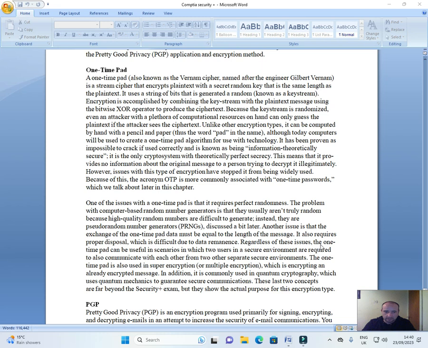Regardless of these issues, the one-time pad can be useful in scenarios in which two users in a secure environment are required to also communicate with each other from two other separate secure environments. The one-time pad is also used in superencryption or multi-encryption, which is encrypting an already encrypted message. In addition, it is commonly used in quantum cryptography, which uses quantum mechanics to guarantee secure communications. These last two concepts are far beyond the Security Plus exam, but they show the actual purpose for this encryption type.